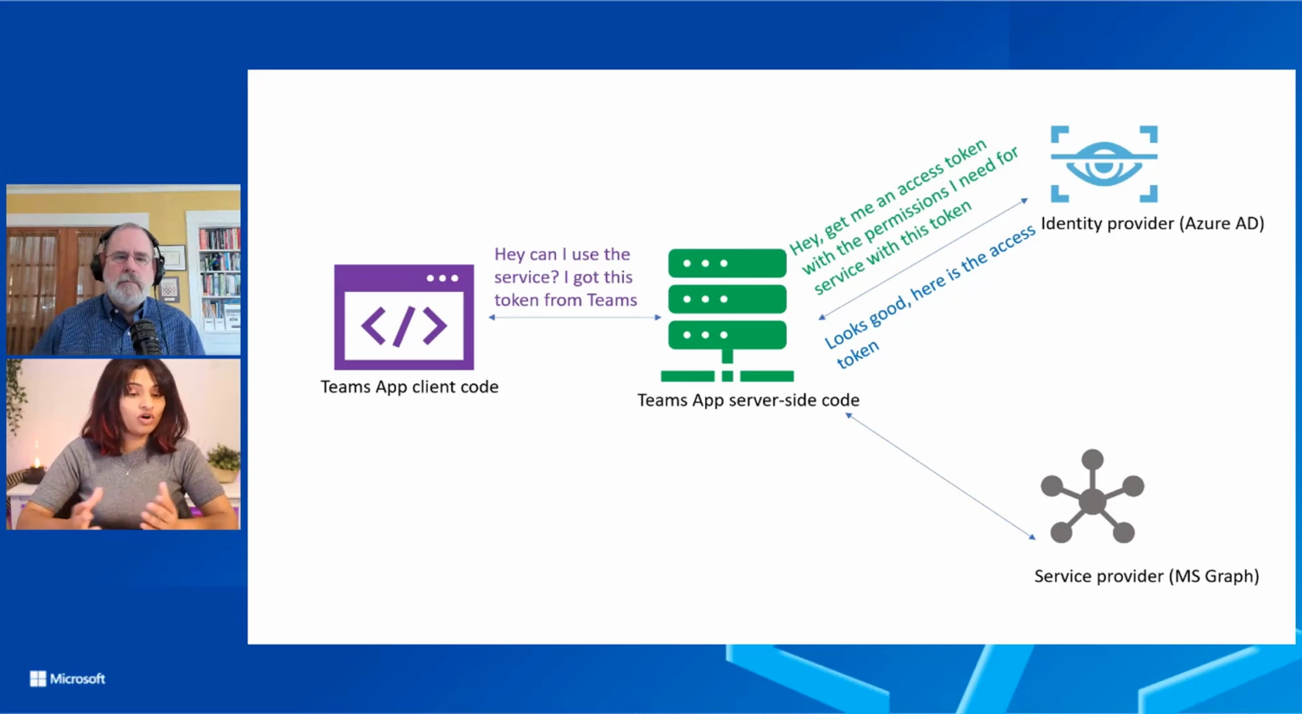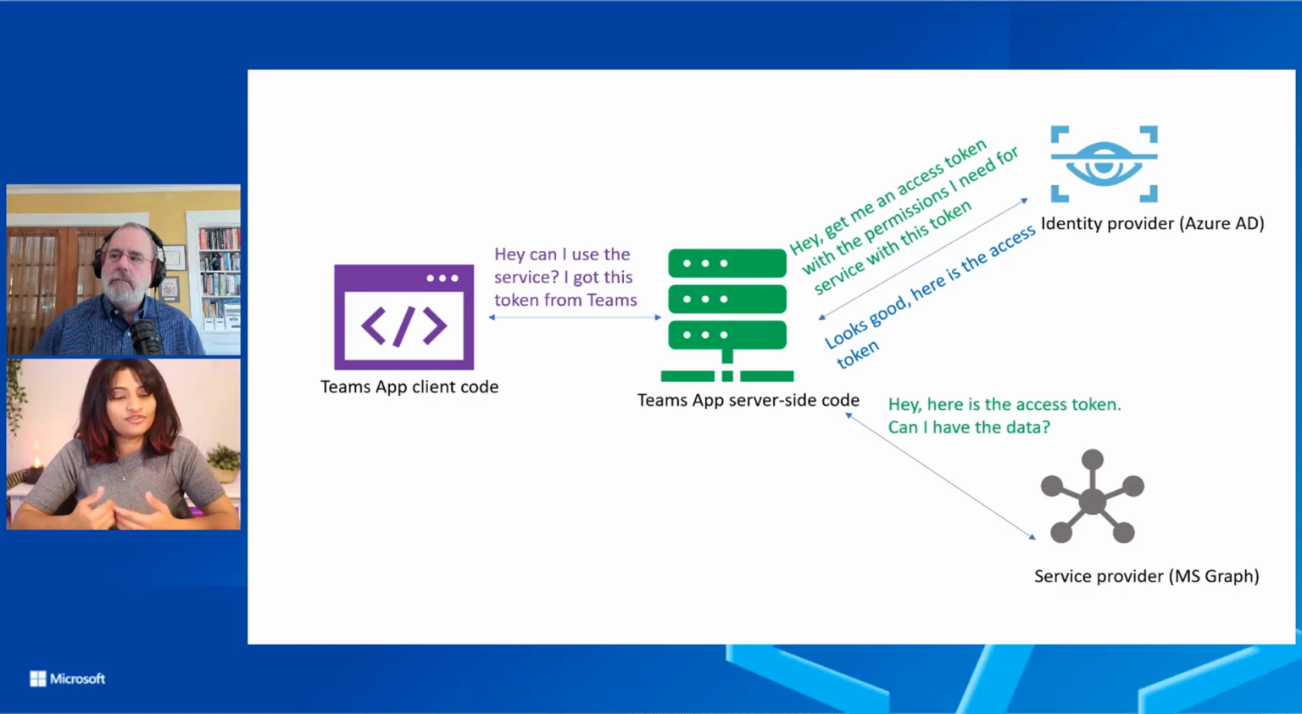Now, this is called the token exchange. Once this token is exchanged, this access token can be used to get the data from the service provider, again, in our case, Microsoft Graph. And this data is now sent back to the Teams app client.